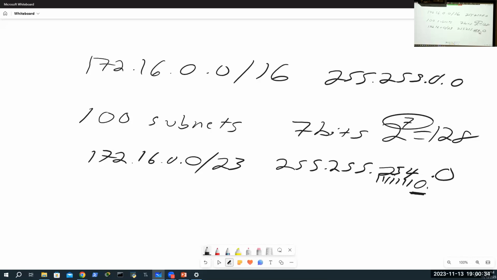I get it. If you needed 500 subnets, then we would go into the fourth octet. Okay, we go to /25, which would be 255.255.255.128. Makes sense. Yeah, so if you go past 24, then you gotta start working on that last octet.